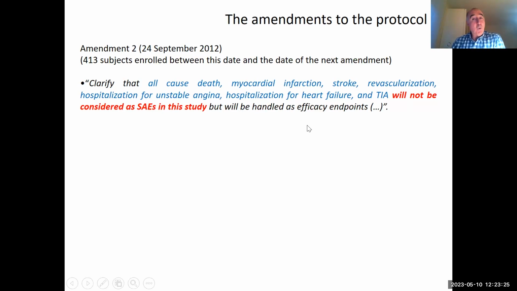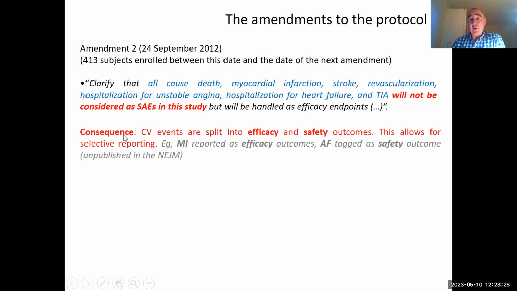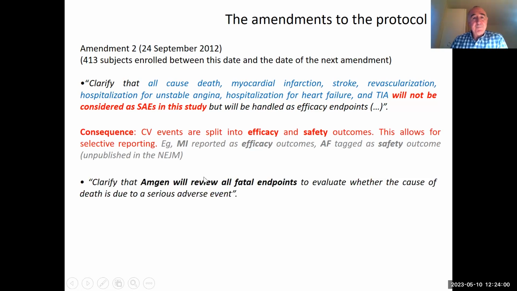And you may think, so what? Well, this is important because the consequence is that cardiovascular events are split into efficacy and safety outcomes, and this allows for selective reporting. For example, myocardial infarctions were reported as efficacy outcomes, but atrial fibrillation was tagged as a safety outcome, and it was unpublished in the New England Journal of Medicine. Okay, we'll get back to this point later on. They also clarified that the company will review all fatal endpoints.